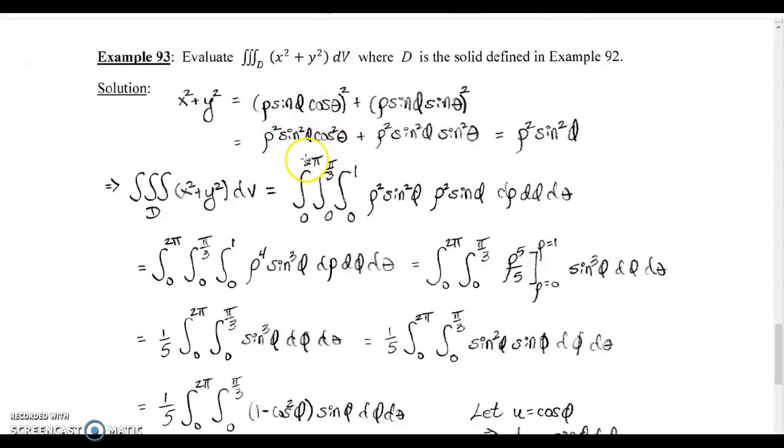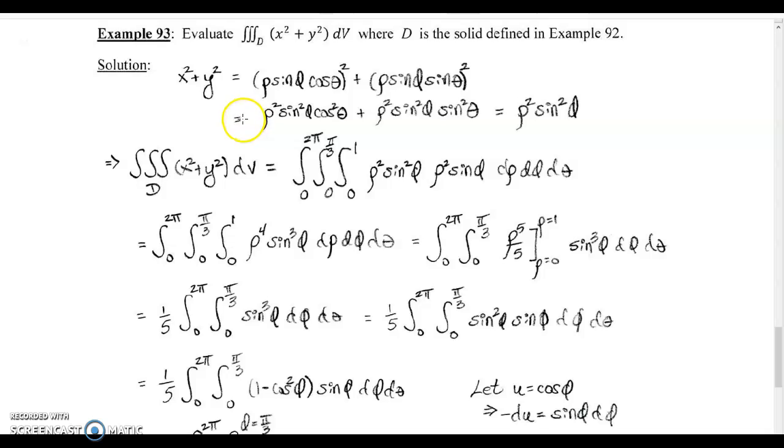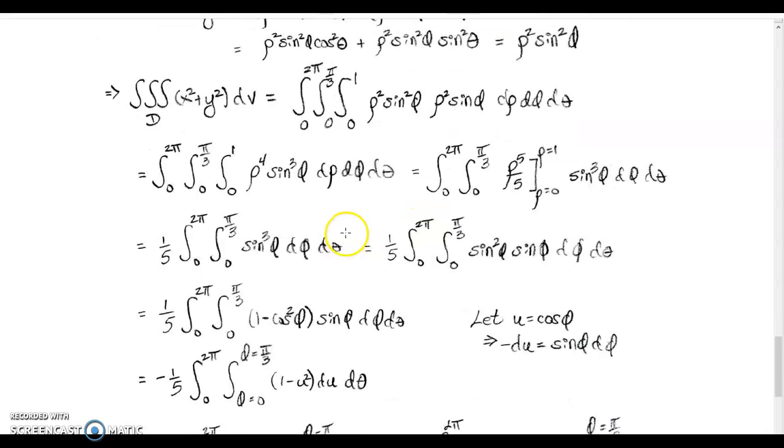So since spherical coordinates is the easiest coordinate system to use for such a domain, I need to figure out what x squared plus y squared is in terms of spherical coordinates. So we know x is rho sine phi cosine theta, square that. Y is rho sine phi sine theta, square that. Notice that I have a rho squared sine squared in each term, so I can factor that out, and then I get cosine squared plus sine squared is 1. So I just simplify this to rho squared times sine squared phi.